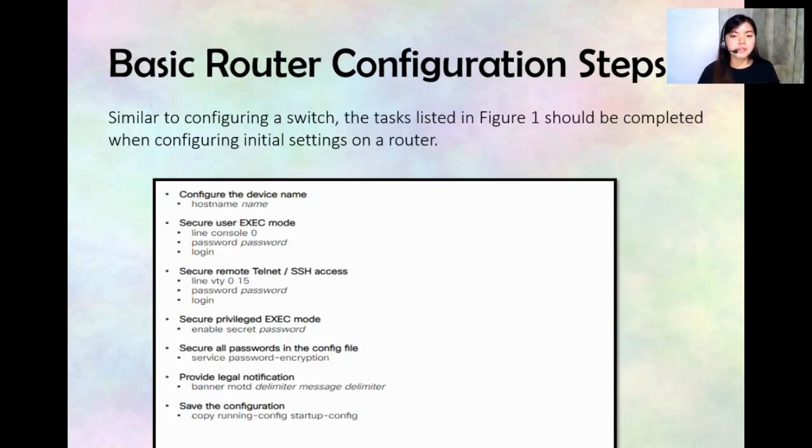Next is basic router configuration steps. This is similar to configuring a switch. The tasks listed in Figure 1 should be completed when configuring initial settings on a router. If you want to save the configuration, then just copy running-config startup-config.